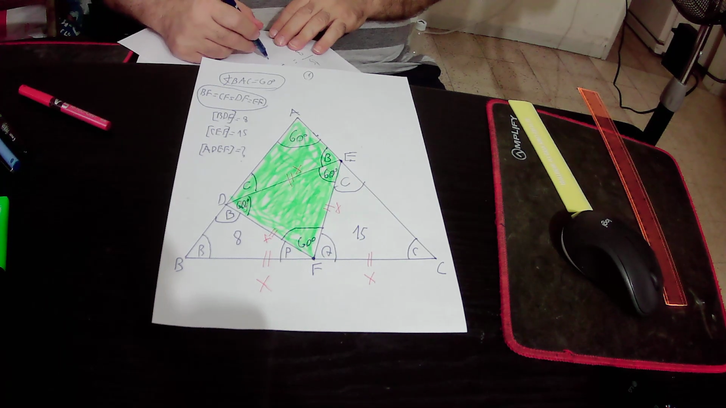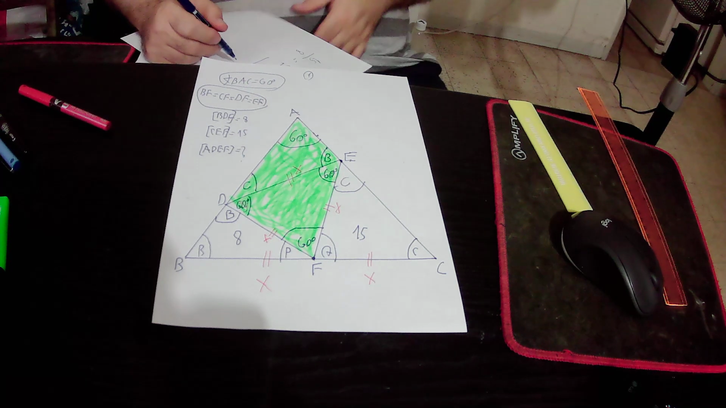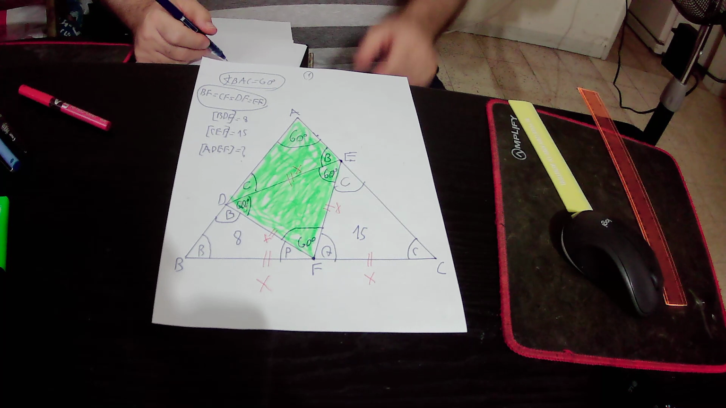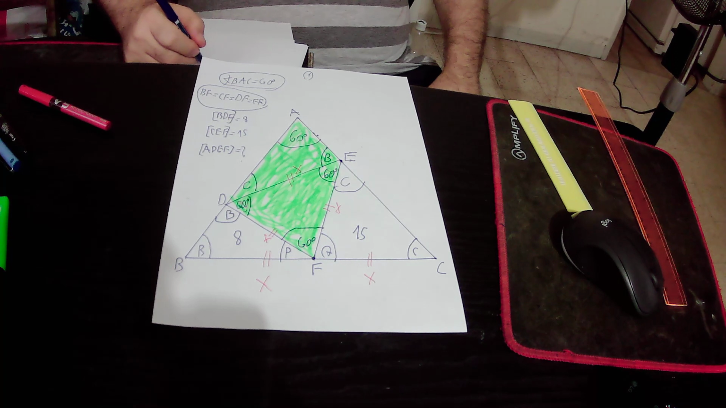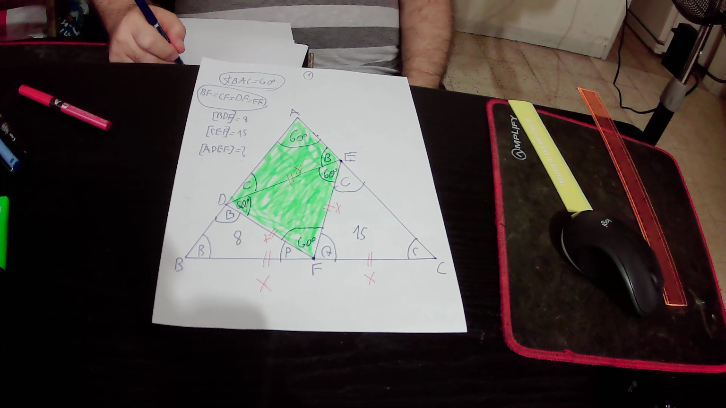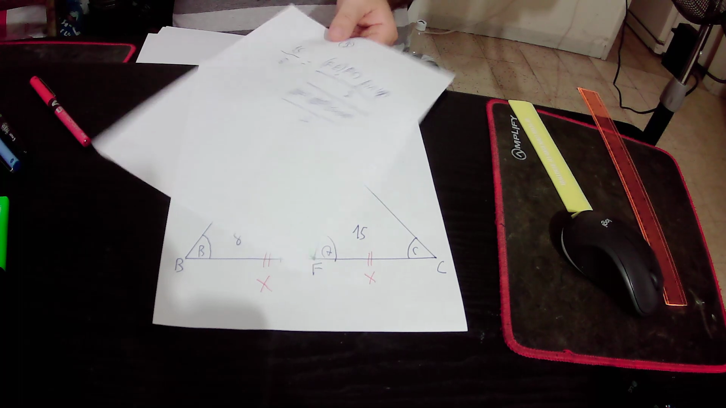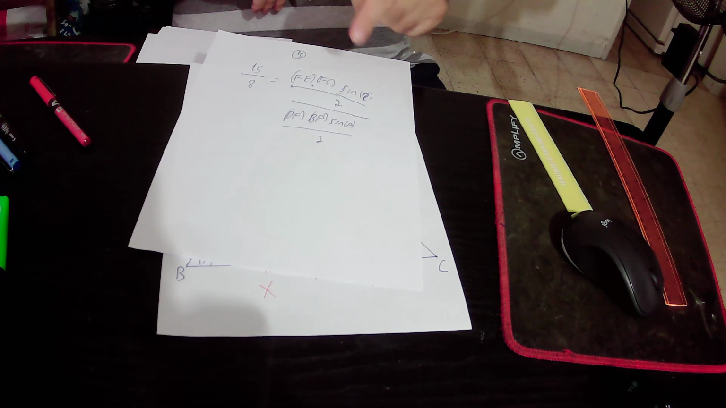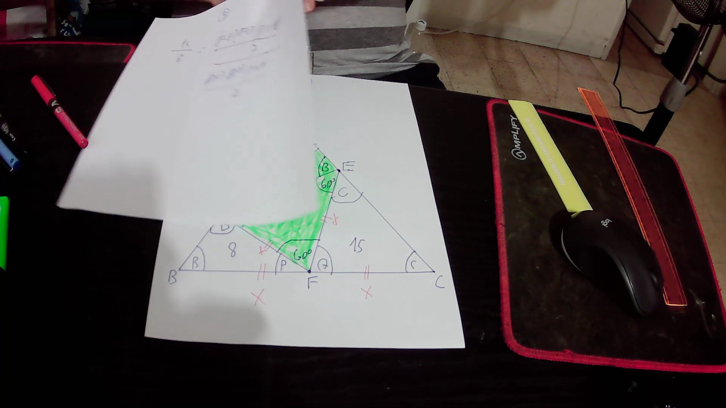And the area of the small triangle DBF, this triangle, will be equal to DF times BF times sine P over 2. Okay, that is the area of triangle DBF, and that is the area of triangle EFC.